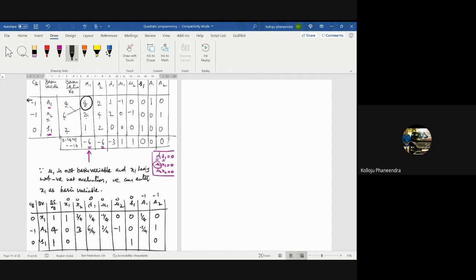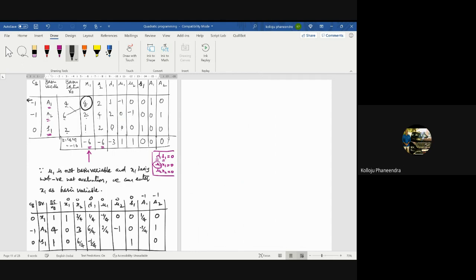X2 position, this value: 2 into 4 is 8, 8 minus 2 is 6, so this is 6 by 4. Done. This is 16, 16 minus 4 is 12. 12 by 4 means 3. Okay, no problem. And coming to this lambda 1, this is 0 and minus 1 by 4.